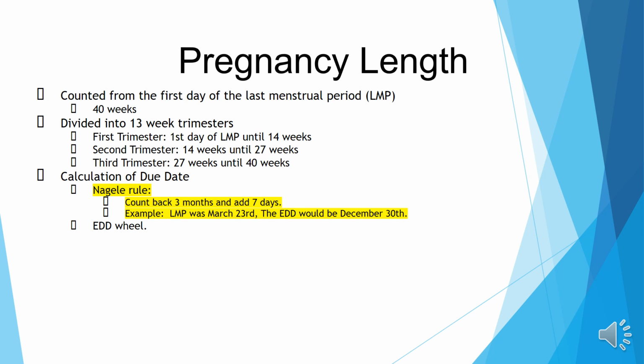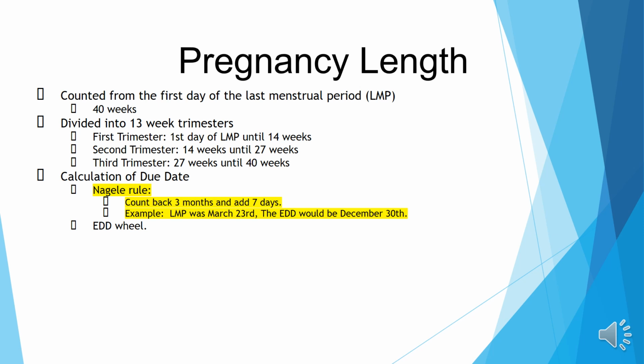Nagel's rule: we will take their last menstrual period date, count back 3 months and add 7 days. Okay, so that's the old school way to do it. We also have an EDD wheel, which is just a circle wheel that you can calculate their due date from, and I'll show that to you guys in the collaborate session. I'll show you what one of those looks like. They're very easy to use, and now in modern day, we just punch it into the computer, and many of the documentation systems for OB will just calculate the estimated date of delivery.